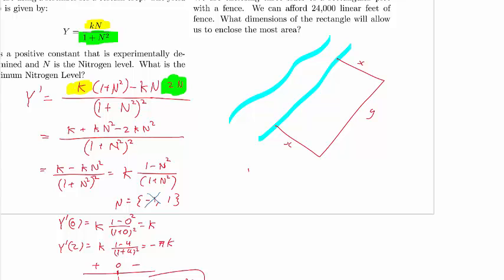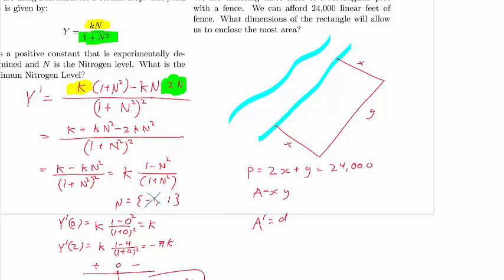And so our perimeter equation is going to be 2 times X plus Y. And we know what our perimeter is going to be: 24,000 linear feet. And then we got to ask ourselves, okay, what other equations do we know that's going to help us? Well, we're interested in area. Area is what we're trying to maximize. So what is our area equation? Well, that's simply X times Y. And so we want to take the derivative of the area to find the optimal level.